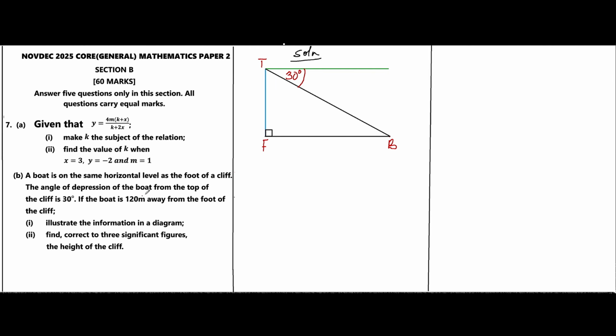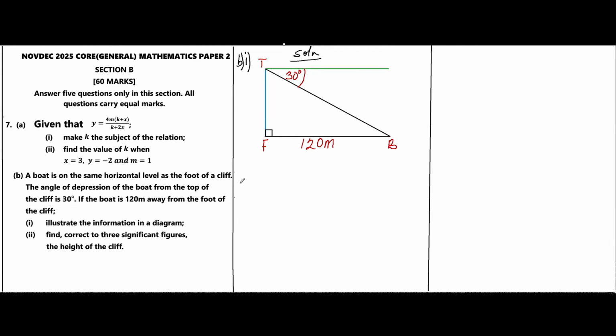Now, if the boat is 120 meters away from the foot of the cliff, so this is the boat. This is the foot of the cliff. So the distance between them measures 120 meters. So with this, we are to illustrate the information in a diagram. So that is the (i) part of the question. So (i), we have represented the information on a diagram.